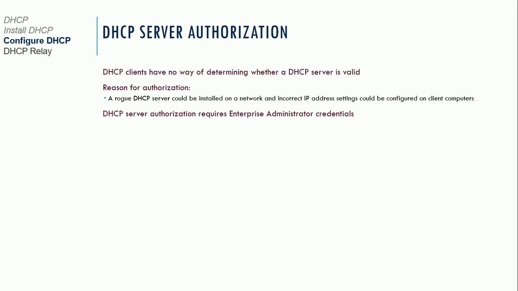So DHCP server authorization requires an enterprise administrator in the domain. And you can also do this from PowerShell like anything else. So this is how you would add it as an authorized server in PowerShell. All right, so we talked about server authorization, which we need before we can start using it in Active Directory. And in the next slide deck, I'm going to talk about DHCP scopes and all of the other configuration options in DHCP, and then I'll talk about DHCP relay in the last slide deck.